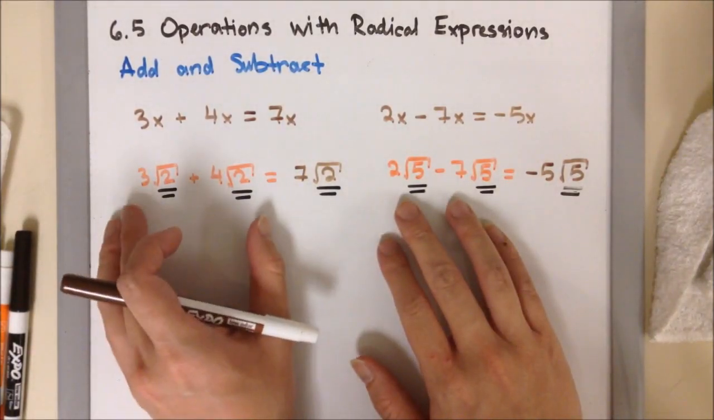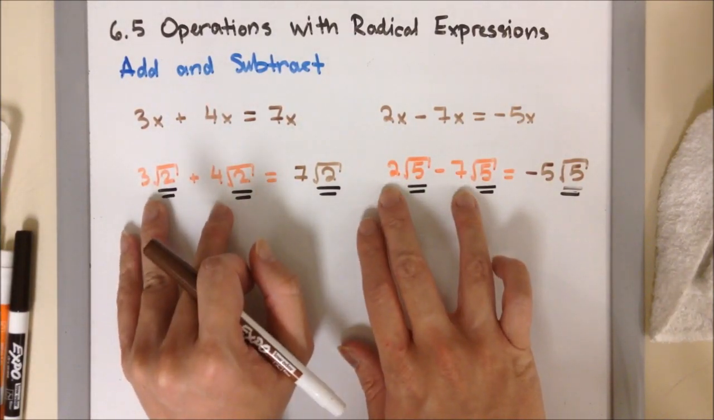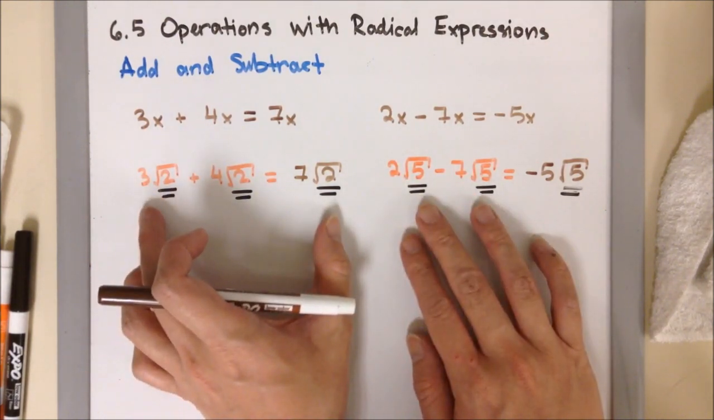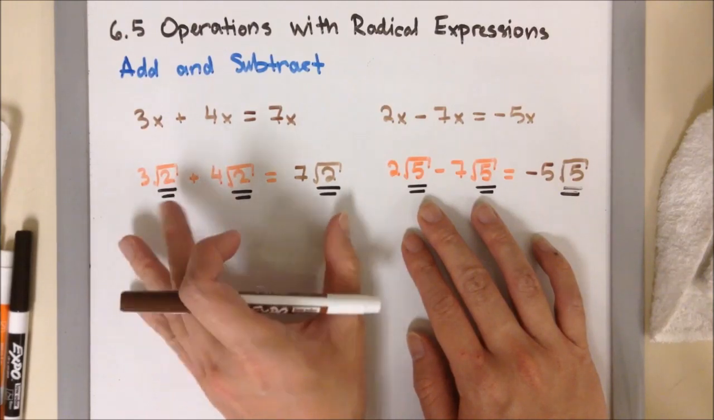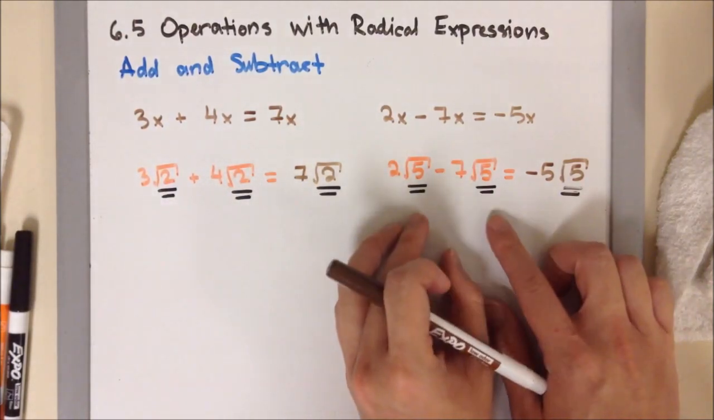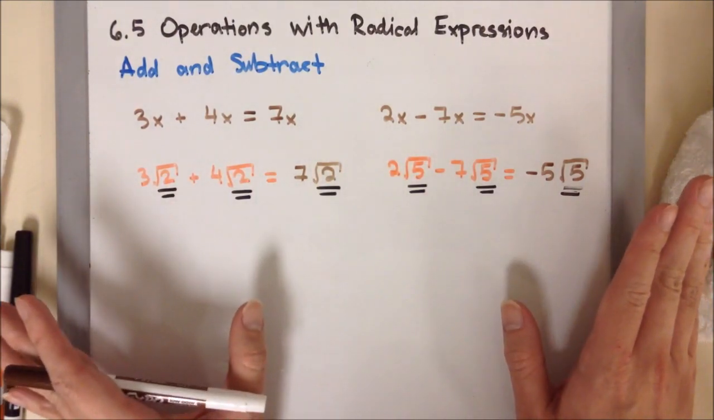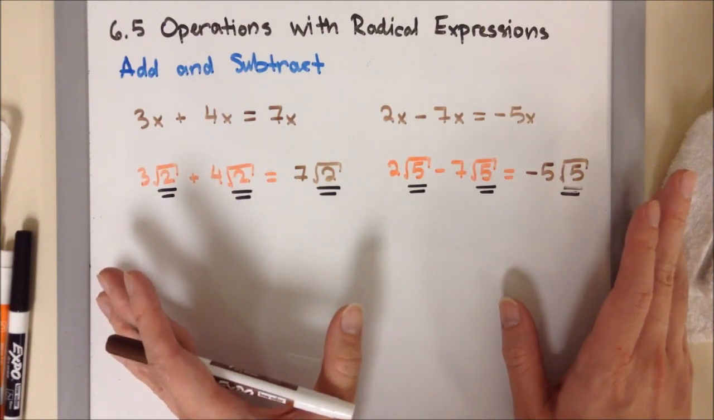So all I'm doing is combining, adding or subtracting the coefficients, the numbers that are in front of the square root. Now here, if you pay very close attention, I cannot simplify the square root of 2, that's why it stays the same. And over here, I cannot simplify the square root of 5, which just stays the same. So again, this is what you're basically doing when you're adding and subtracting with radical expressions.